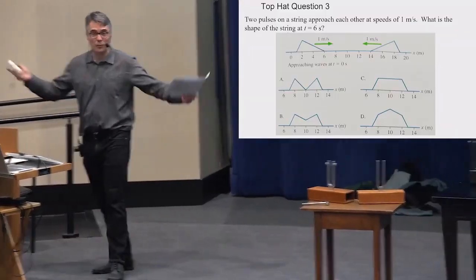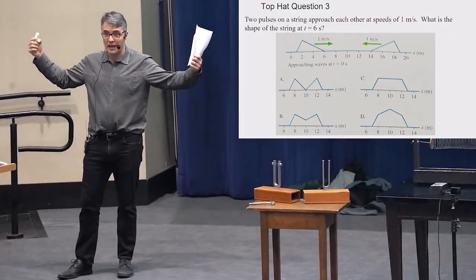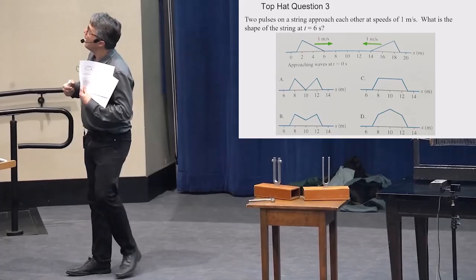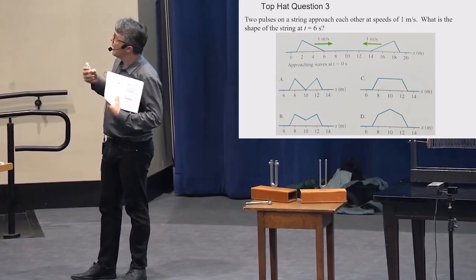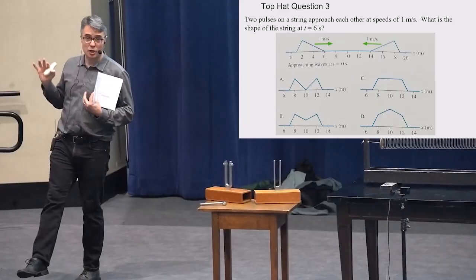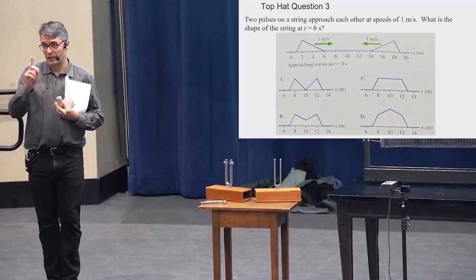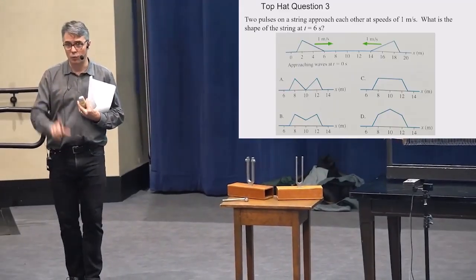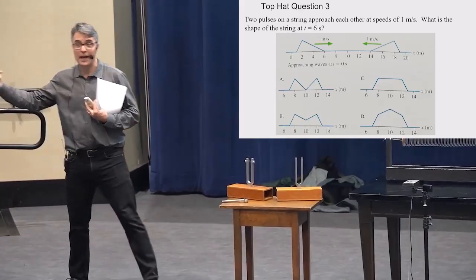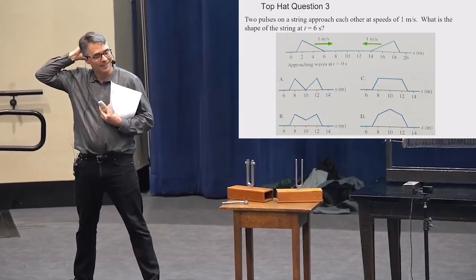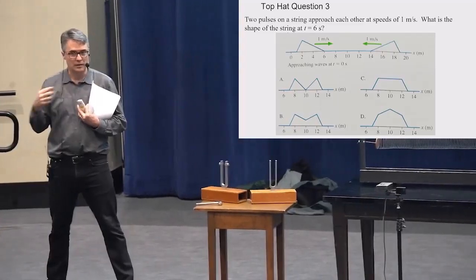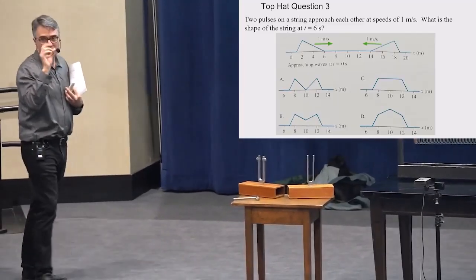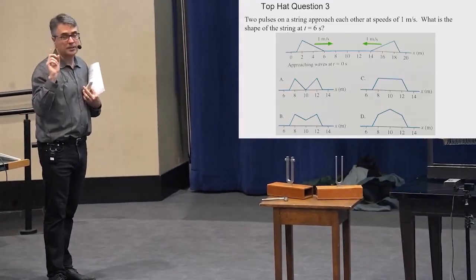2 triangular wave pulses are heading towards each other. And you know they both travel at 1 meter per second. And these are all snapshot graphs. So in each of these diagrams, you're plotting y on the vertical axis and x, the actual distance, on the horizontal axis. So it's just like you've looked at it at a particular instant.